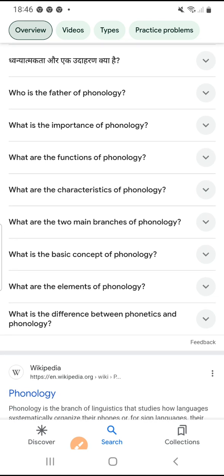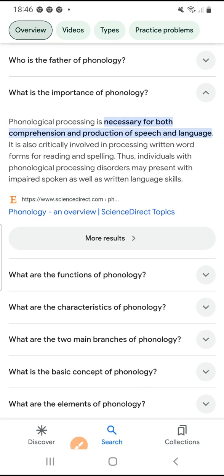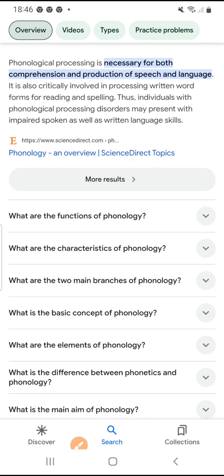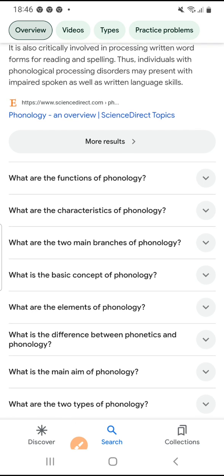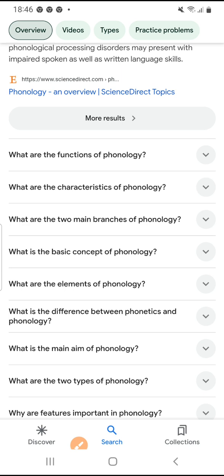The importance of phonology. Why do we study phonology? Because phonological processing is necessary for both comprehension and production of speech and language, right? We have to understand the language, and in production we have to produce speech and language. It is also critically involved in processing written word forms for reading and spelling. Thus, individuals with phonological processing disorders may present with impaired spoken as well as written language skills, right?